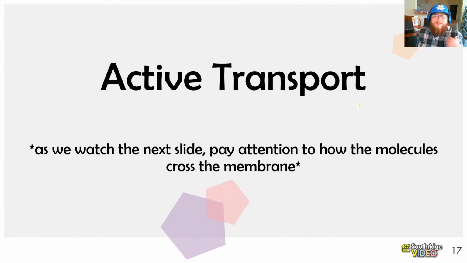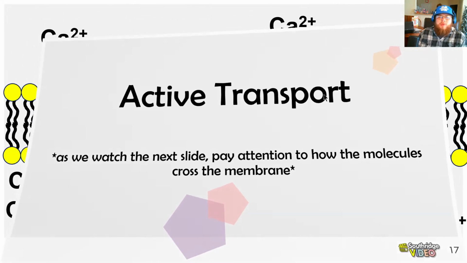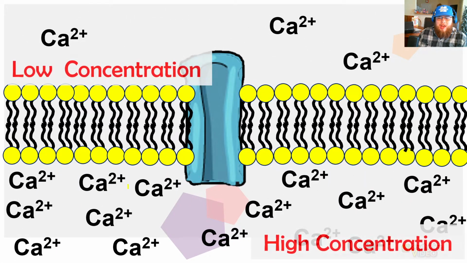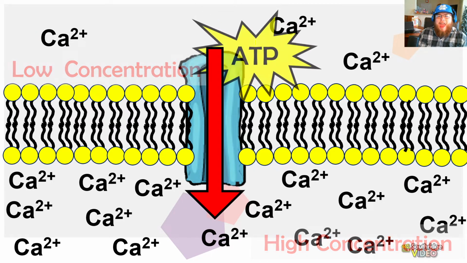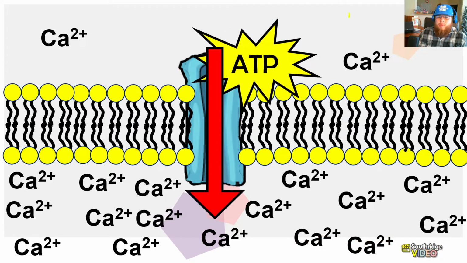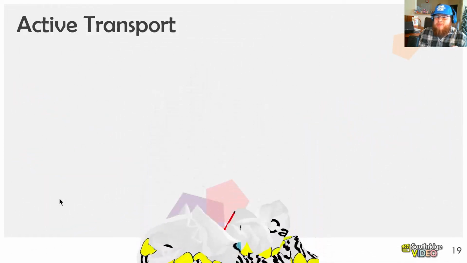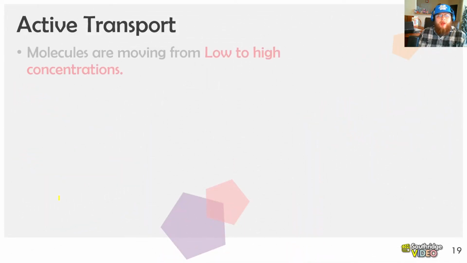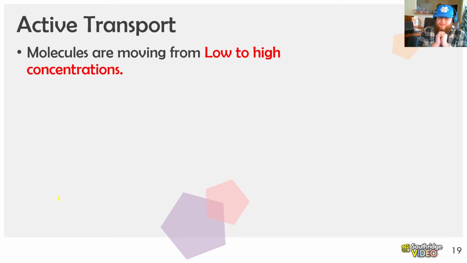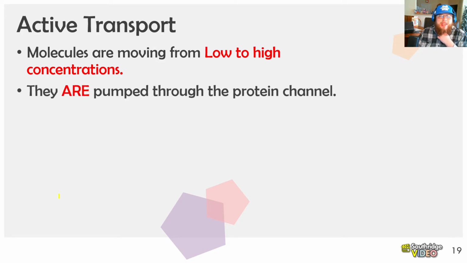Now, the last part that we have is active transport. And again, I want you guys to notice what's happening here. We have more molecules here in the high concentration of Ca2+ than the low concentration. But because of ATP, or energy, these molecules are being pushed into an area of higher concentration. Active just means that energy is being used. We are actively moving. Within this, molecules are moving in active transport from an area of low concentration to an area of high concentration. In this case, they are pumped through a protein channel. While it still is random, it's being pushed through to that location.